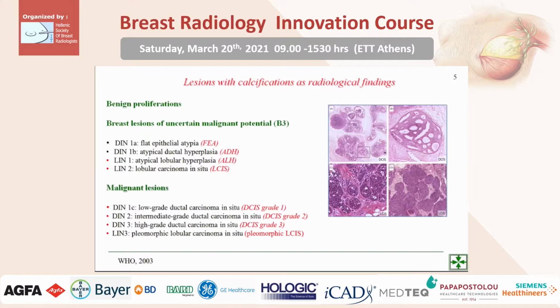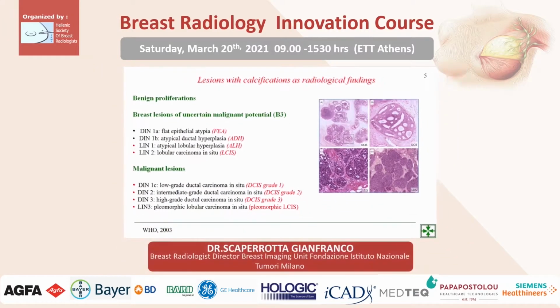But what are the lesions that present with calcifications on imaging? Most are benign proliferations, and in general we don't have a particular problem with benign proliferation. But the problem is, for example, B3 lesions: flat epithelial atypia, atypical ductal hyperplasia, atypical lobular hyperplasia, lobular carcinoma in situ. There are malignant lesions, we know: low-grade ductal carcinoma, DCIS grade 1, DCIS grade 2, DCIS grade 3, and pleomorphic lobular carcinoma.